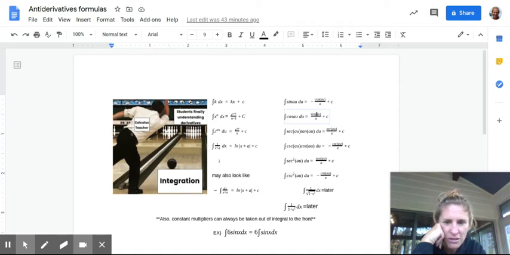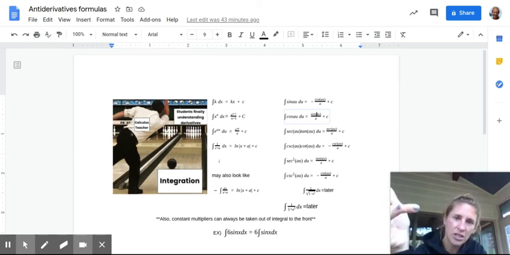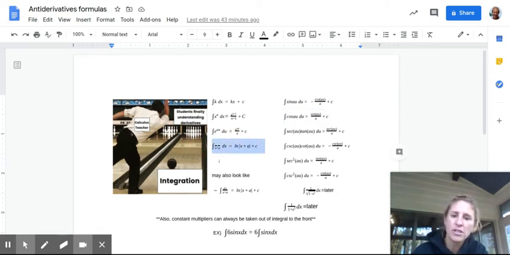So the antiderivative of e to the x is e to the x. But if there is something with that x, like a constant, I have to divide by that constant, just like reversing the chain rule. This here is our natural log. So this is basically the same as 1 over x dx, which would give me the natural log.